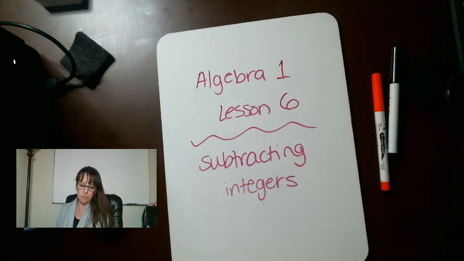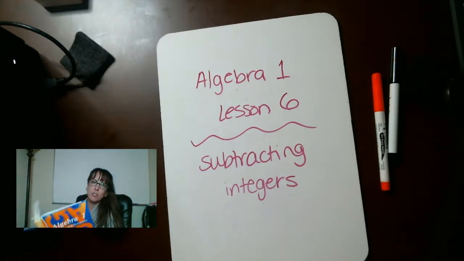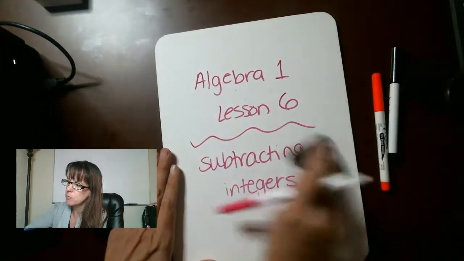We're going to be talking about subtracting integers and adding parentheses mentally. I'm working out of the Saxon book, 3rd edition. If you're following along at home, that is page 30-ish, 29, 30, something like that. All right, we're going to talk about subtracting integers.